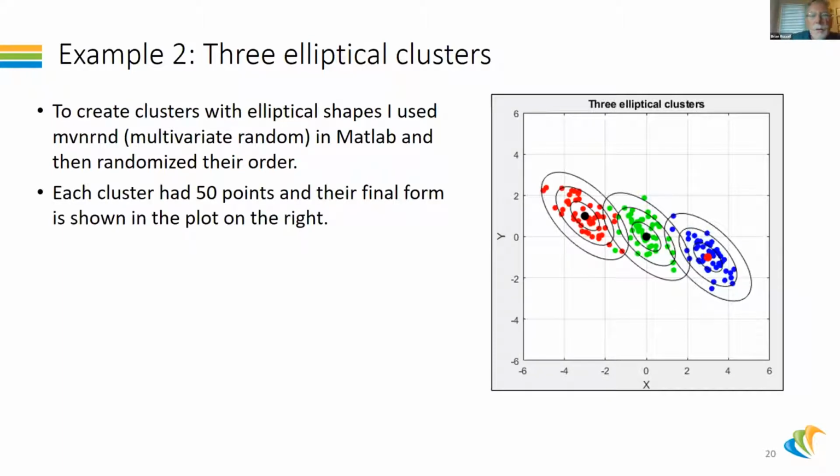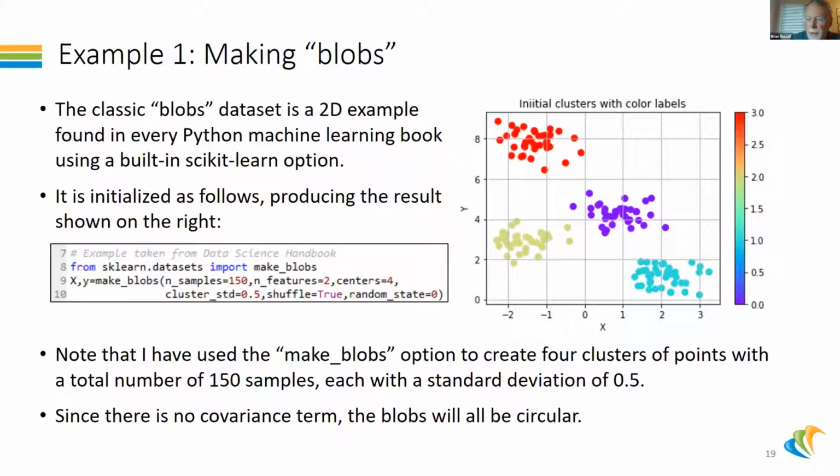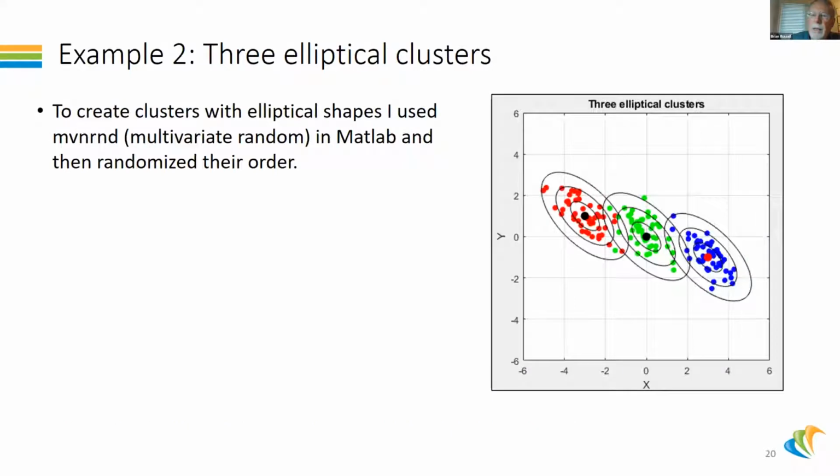So each cluster had 50 points, and their final forms are shown here. And notice for the blobs, there was no overlap. So this is a pretty easy problem for k-means and GMM. But this one is a much more difficult problem because the clusters have shape from the ellipses, and they're also overlapping each other.